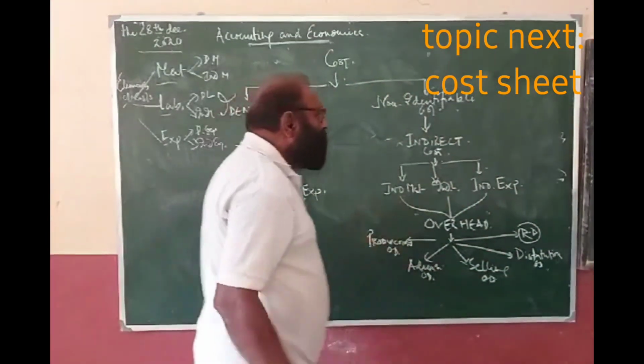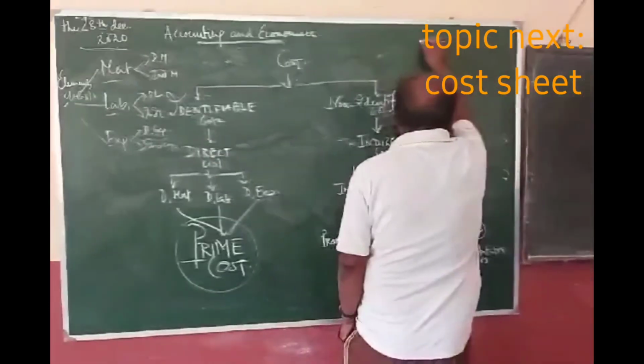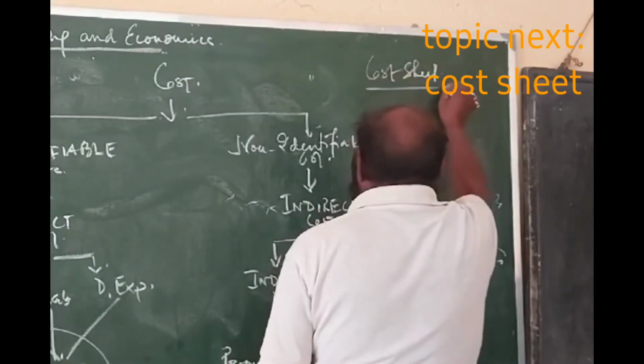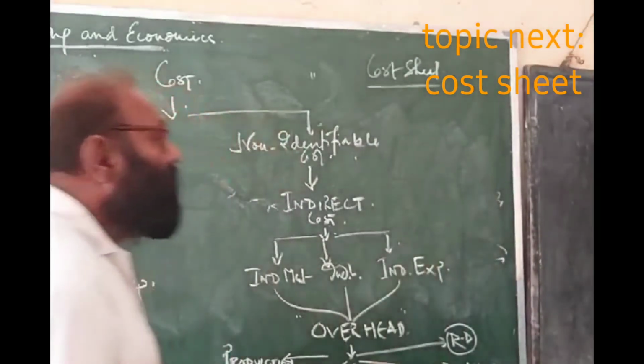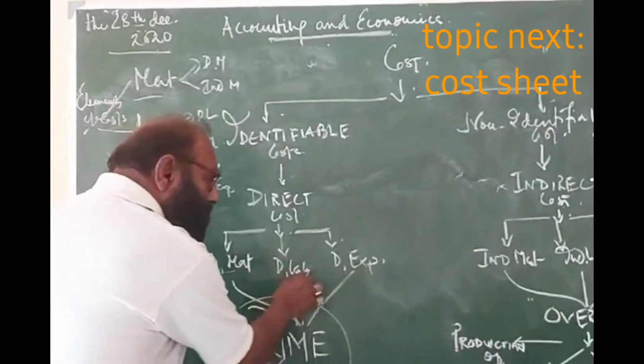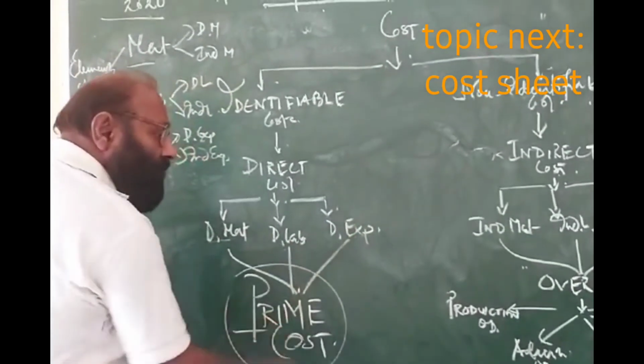Now, so far as cost sheet, our next topic will be cost sheet. Cost sheet I will take up, but how to find out the cost? So the cost table: first, direct material, then direct labor, then direct expenses. You will get the prime cost.